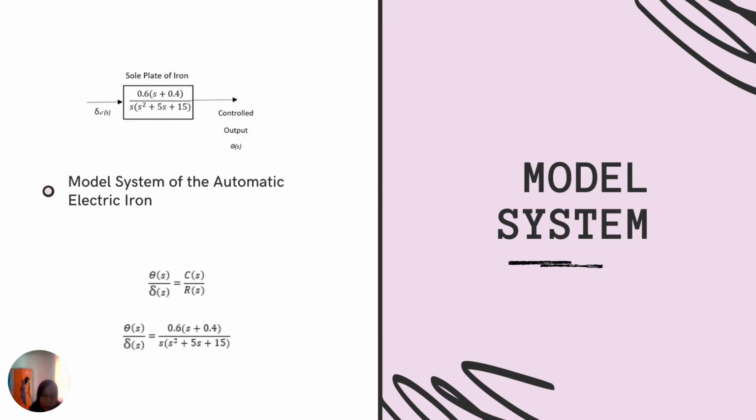s over delta s equals 0.6 multiplied with 0.6 multiplied with s plus 0.4 over s multiplied with 0.2 and plus 5s plus 15s.